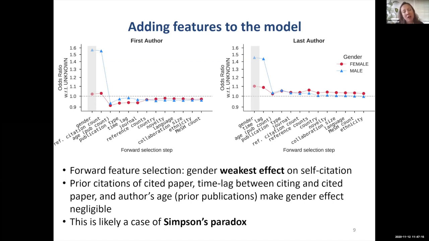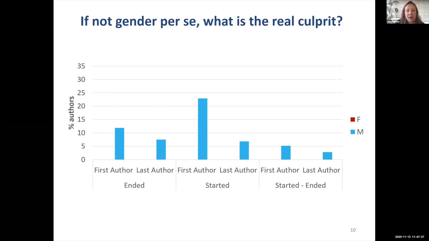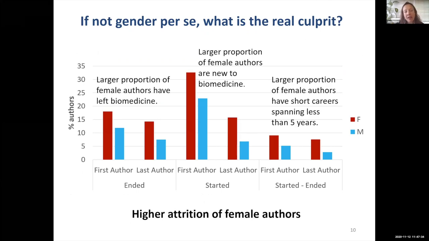And this idea of adding more variables, controlling for more factors, reversing your actual original outcome is sometimes called Simpson's paradox. So if gender is not actually the culprit for self-citation differences, then what is? In order to test that, we looked at attrition rates of women in the workforce. Red bars here are women, blue bars are men. And on the left side, you see people who ended their career in the data we have. So basically they were no longer active.